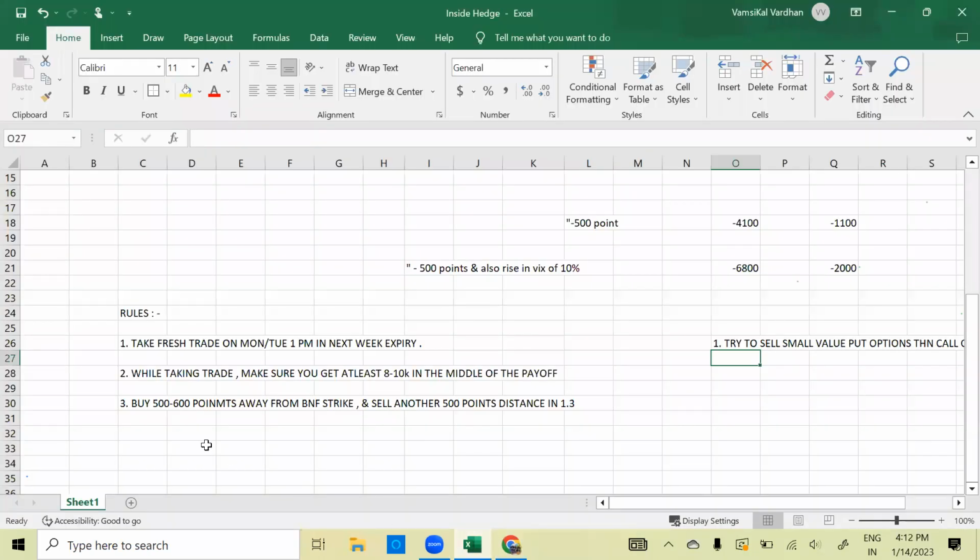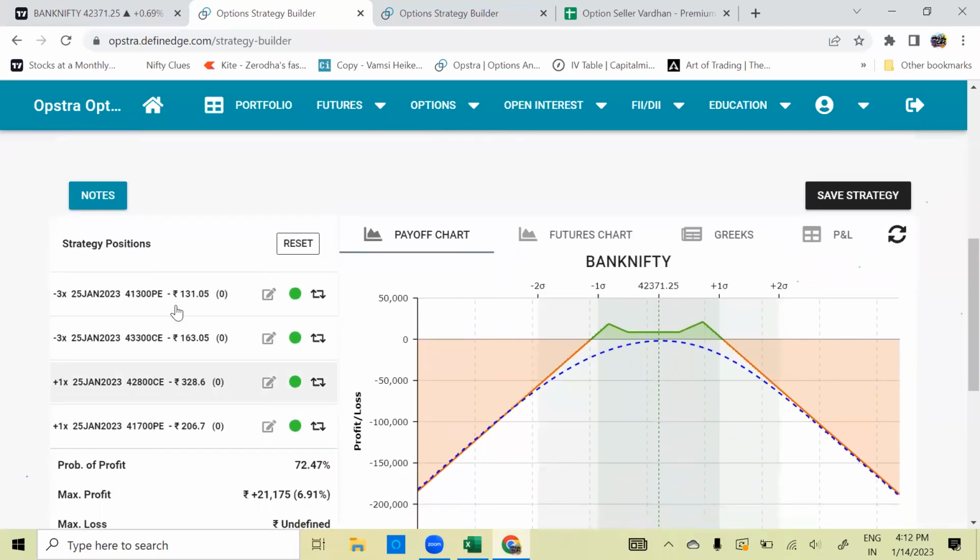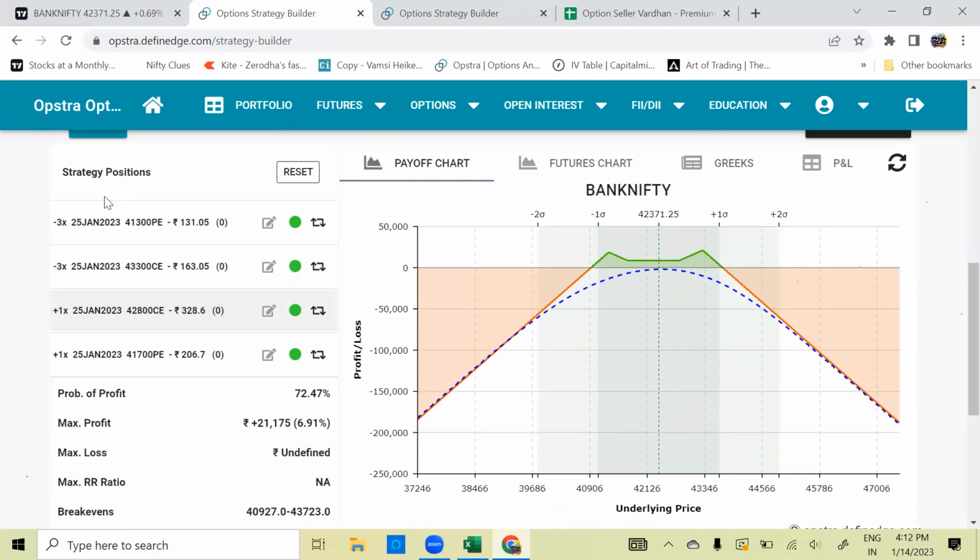So the trade construction is: buy 500 to 600 points away from the ATM Bank Nifty strike and sell another 500 points further, for both call and put. Now the market is 41,400, so I will buy 42,800, then I will sell 43,300. Then I buy 41,700 and sell the 41,300 put. So technically it is 1:3.